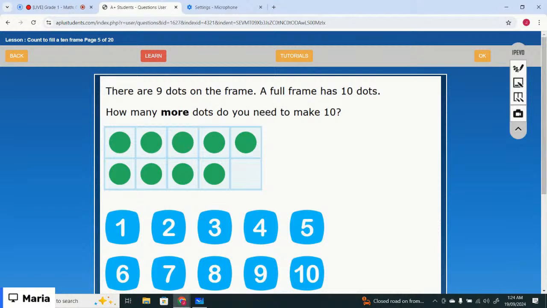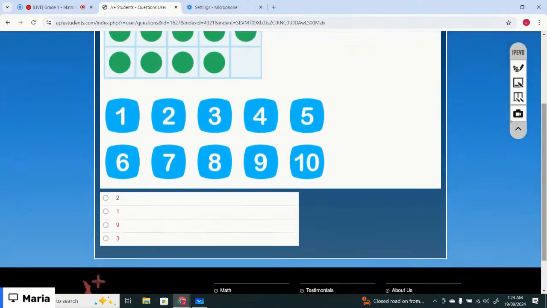The correct option is you need only one more dot to fill the frame. So 1 is the correct option, not option number 1. 1 is the correct option. You need only one more dot.